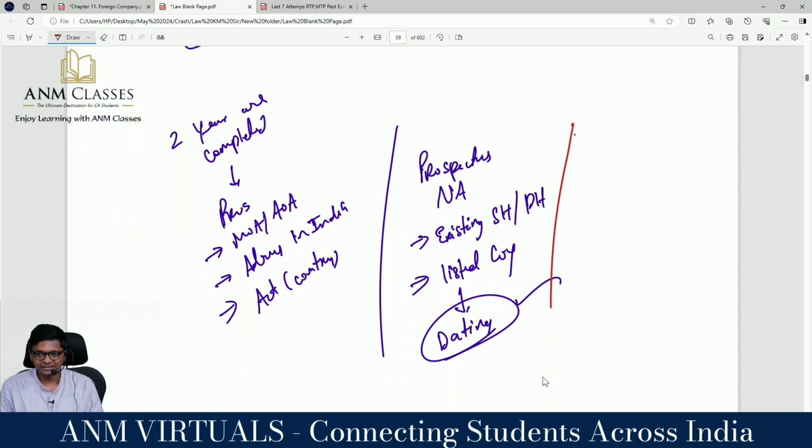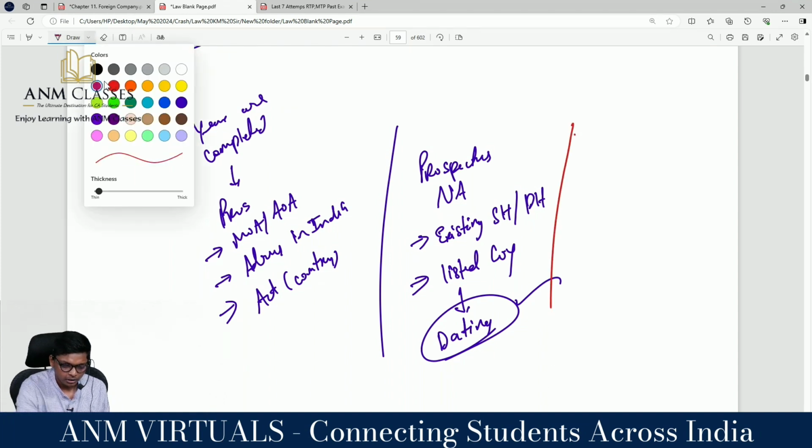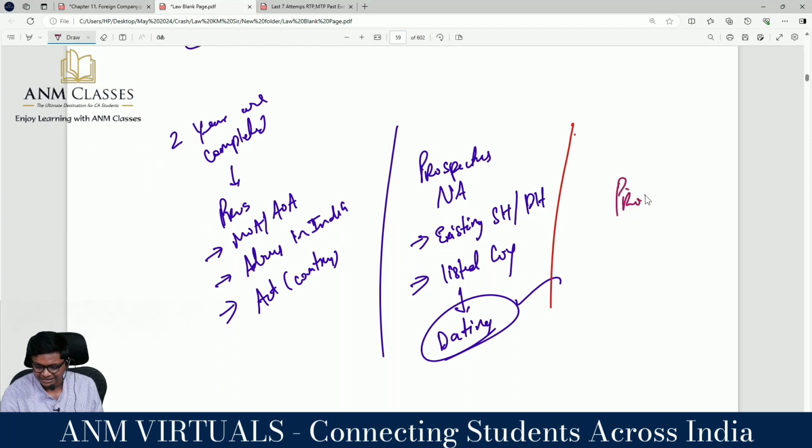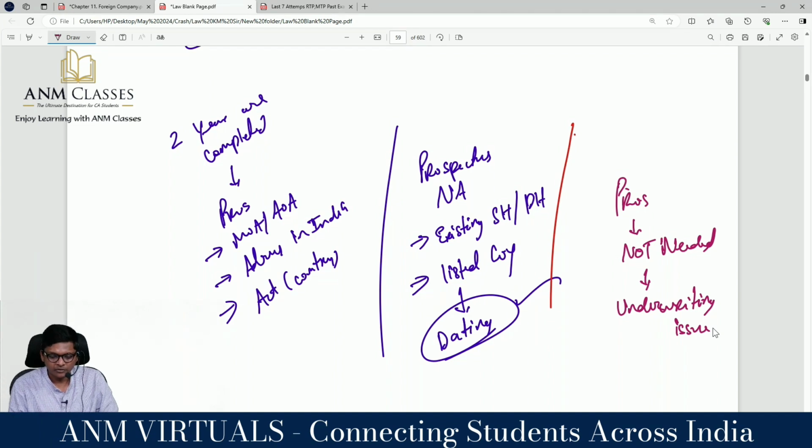Okay. And the third key point is what? Prospectus itself is not needed when you are going for an underwriting issue with them. That's it. From this last 10 minutes discussion, core new learnings is this. What do I carry forward to my exam? Are you following, guys? Clear?